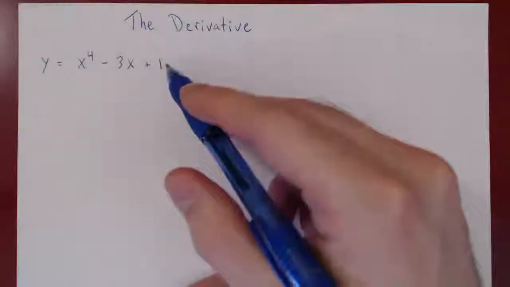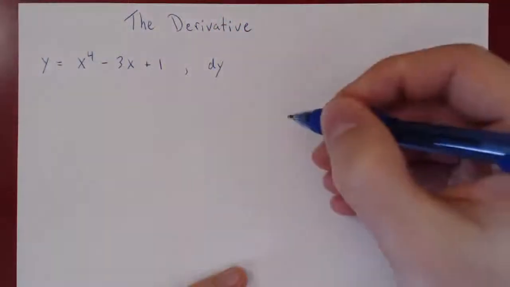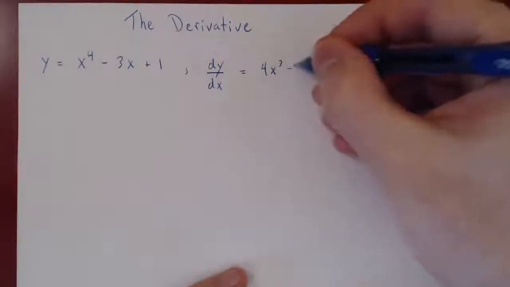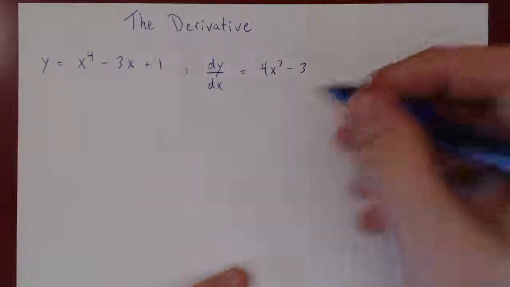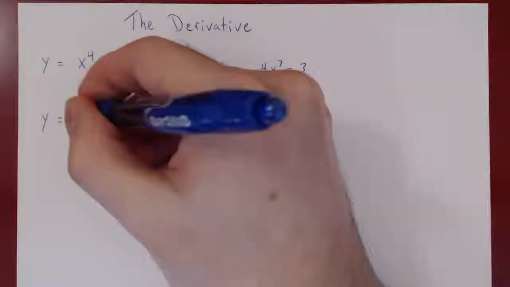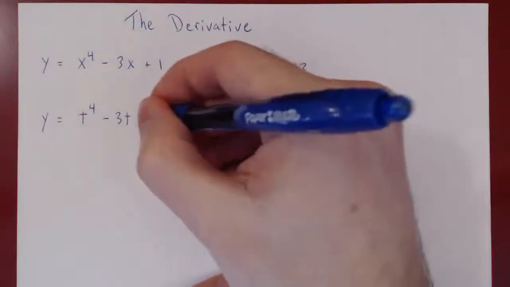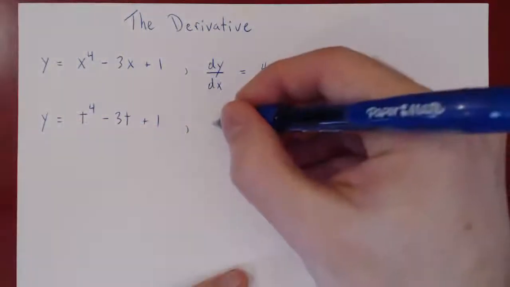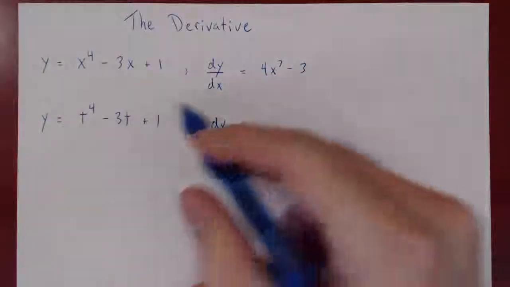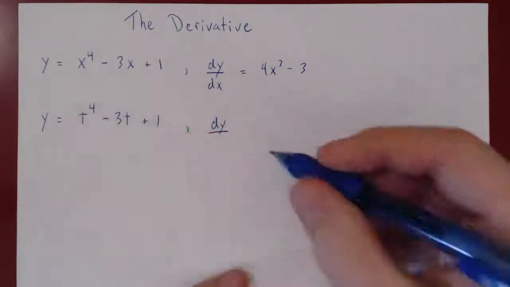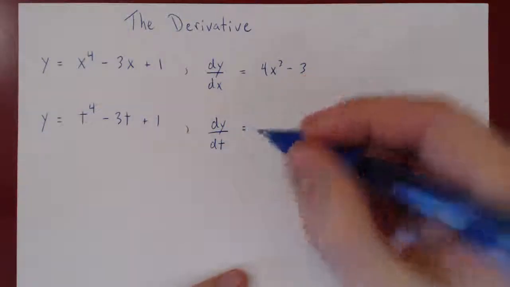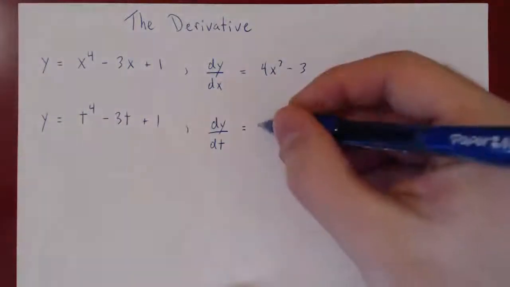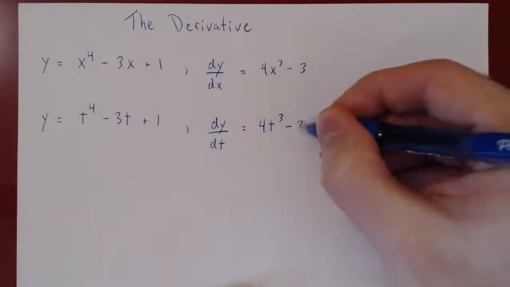Well, here y is a function of x, so of course we'd find the derivative of y with respect to x. So it's dy over dx, and that would be simply 4x cubed minus 3. What if we had now y was t to the 4 minus 3t plus 1? Now y is a function of t, so if you differentiate y, you would differentiate y no longer with respect to x, but with respect to t. So it's dy over dt. And of course, the fact that we change the variable changes nothing. We still apply the same rules of differentiation. So we'll get 4t cubed minus 3.